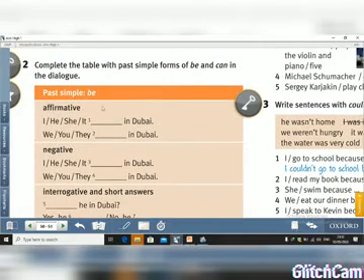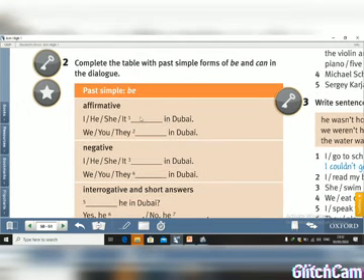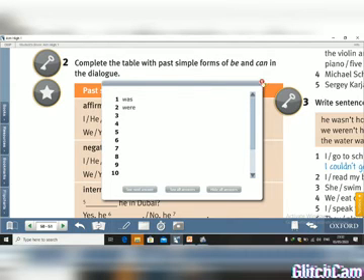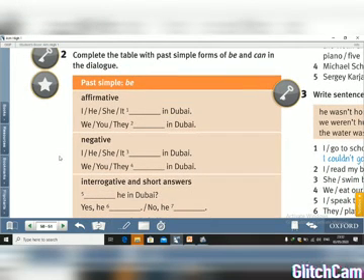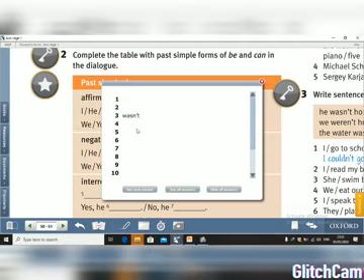So let's solve them. Past simple, verb to be, affirmative. The affirmative sentence with the pronouns I, he, she, it, I use was. With the pronouns we, you, they, I use were. Yes, excellent. Check our answers. Was, were. And with the negative sentence, with the pronouns I, he, she, it, I use wasn't. And with the pronouns we, you, they, I use weren't.